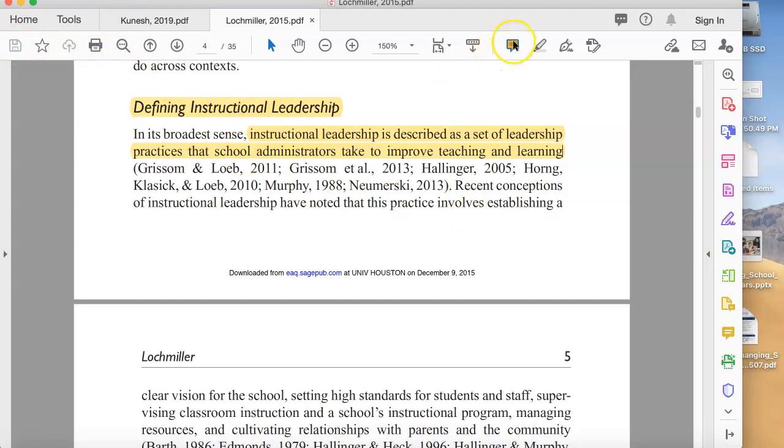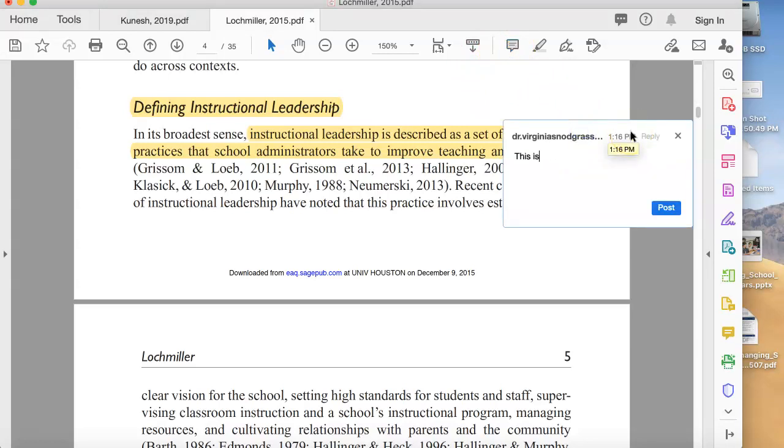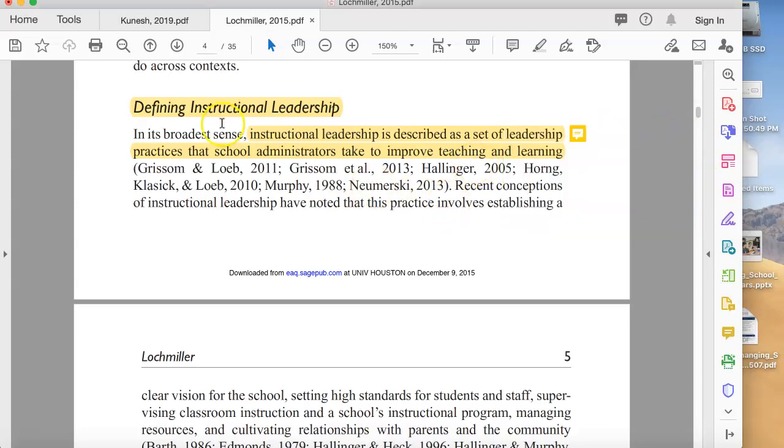You can also drop in comments, a sticky note, a note to yourself. Maybe I'm going to put in a note here that says, this is really important and I should use in my paper. It's a little reminder to yourself. Make sure you use all the tools available to you.